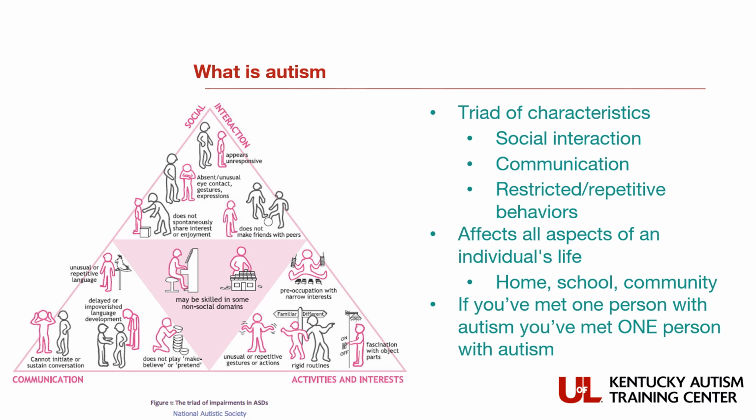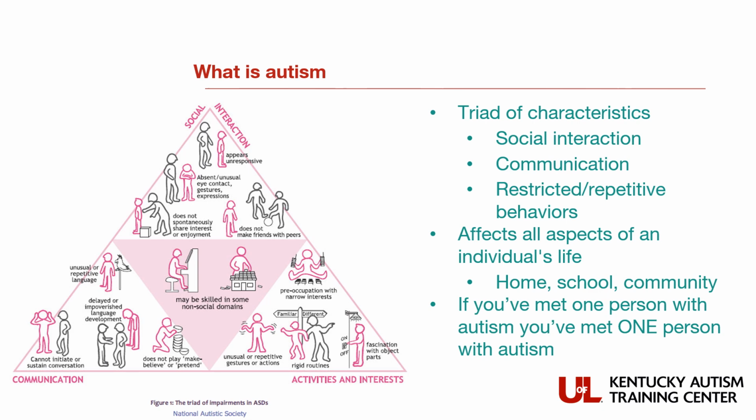All right, so what exactly is autism? Here on this graphic, I love that it's a triangle, and if we were in person, you would see me holding up my fingers in a triangle shape. There are three main characteristics that go with a diagnosis of autism.